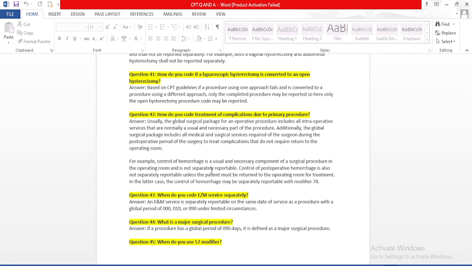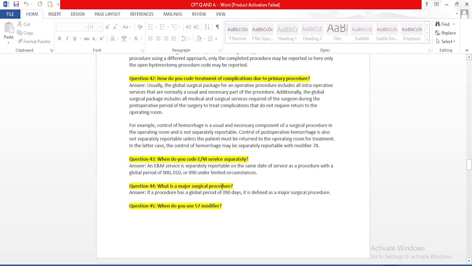Next one, how do you code if a laparoscopic hysterectomy is converted to an open hysterectomy? Based on CPT guidelines, when a laparoscopic procedure is cancelled or converted to an open procedure, we need to code the open procedure only. Here we can code the open hysterectomy.